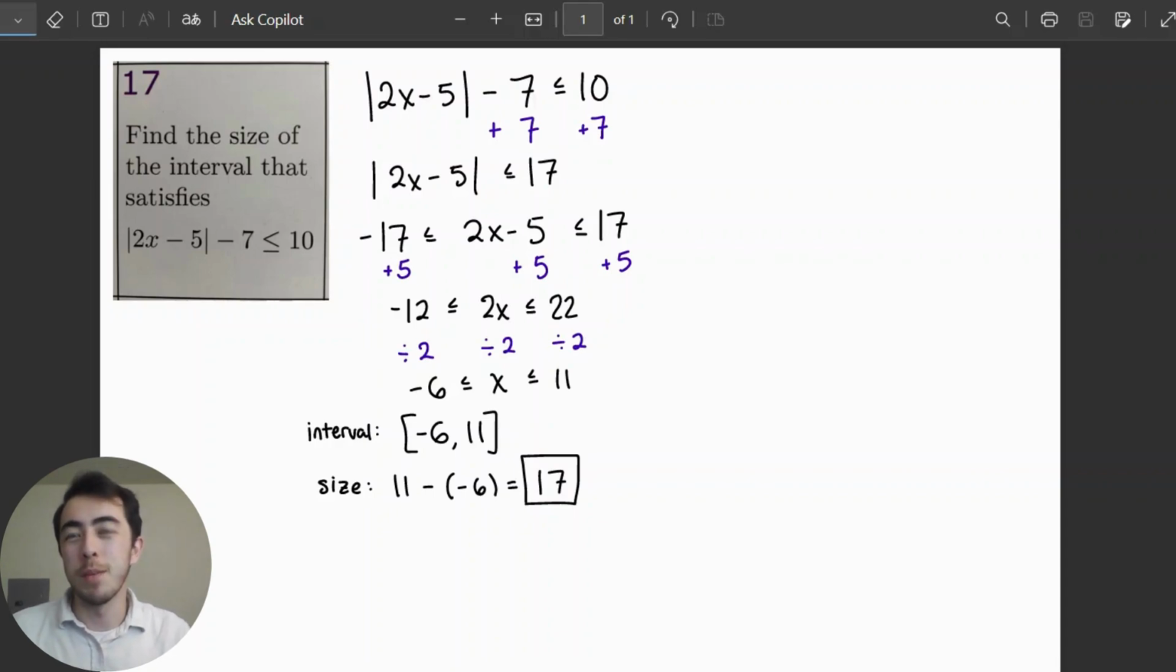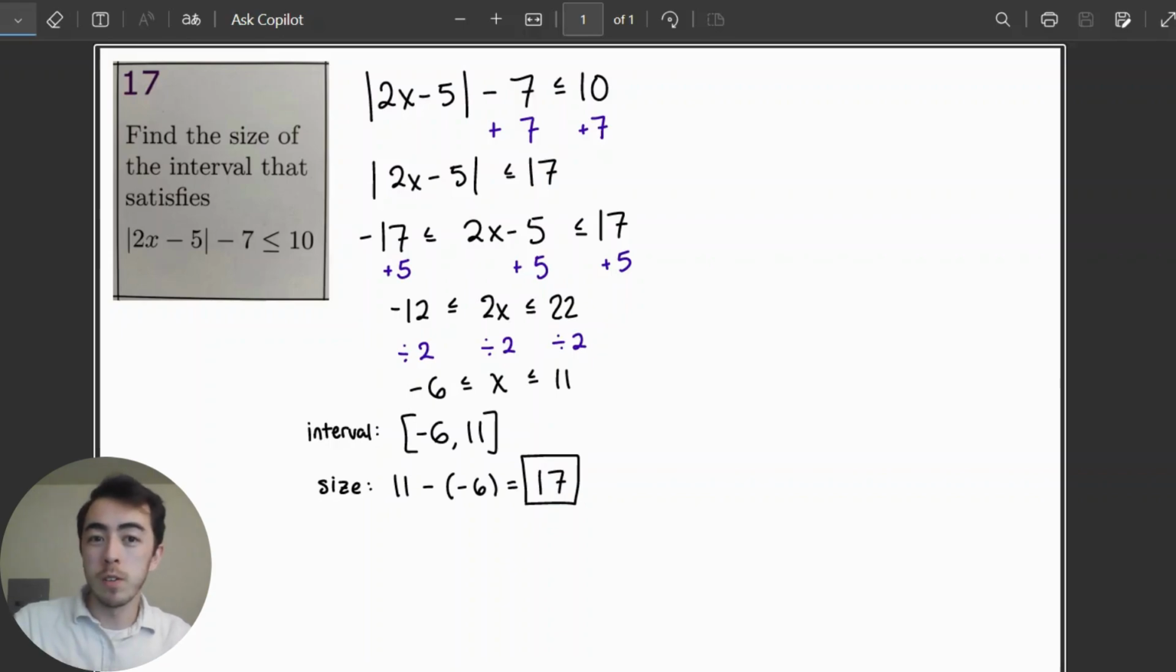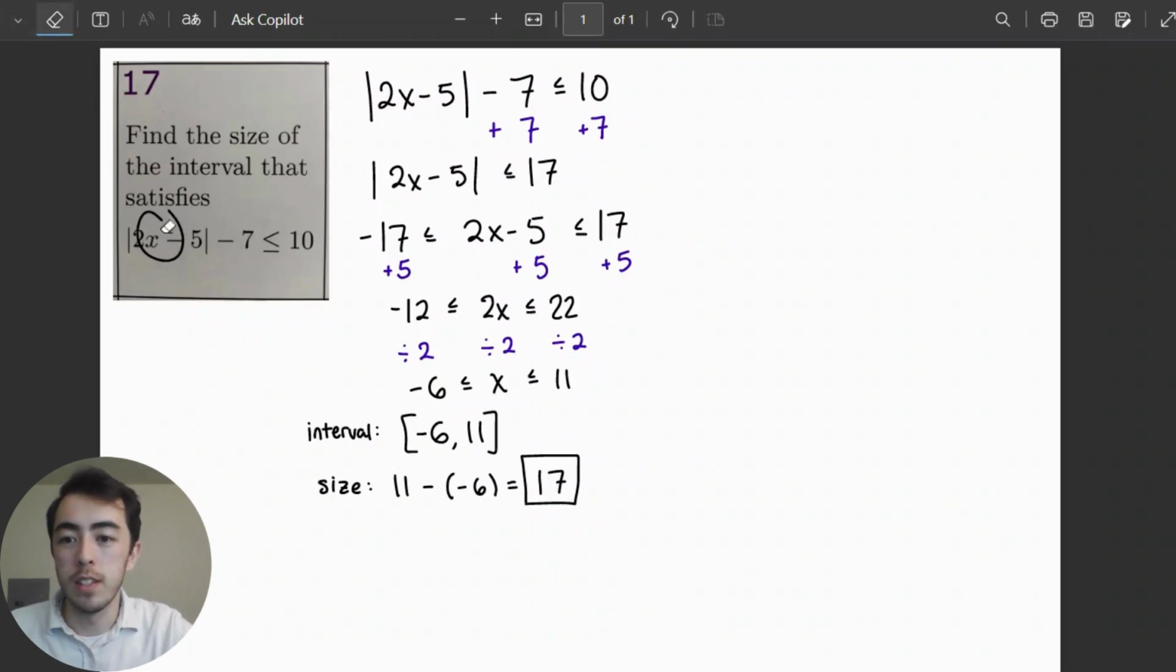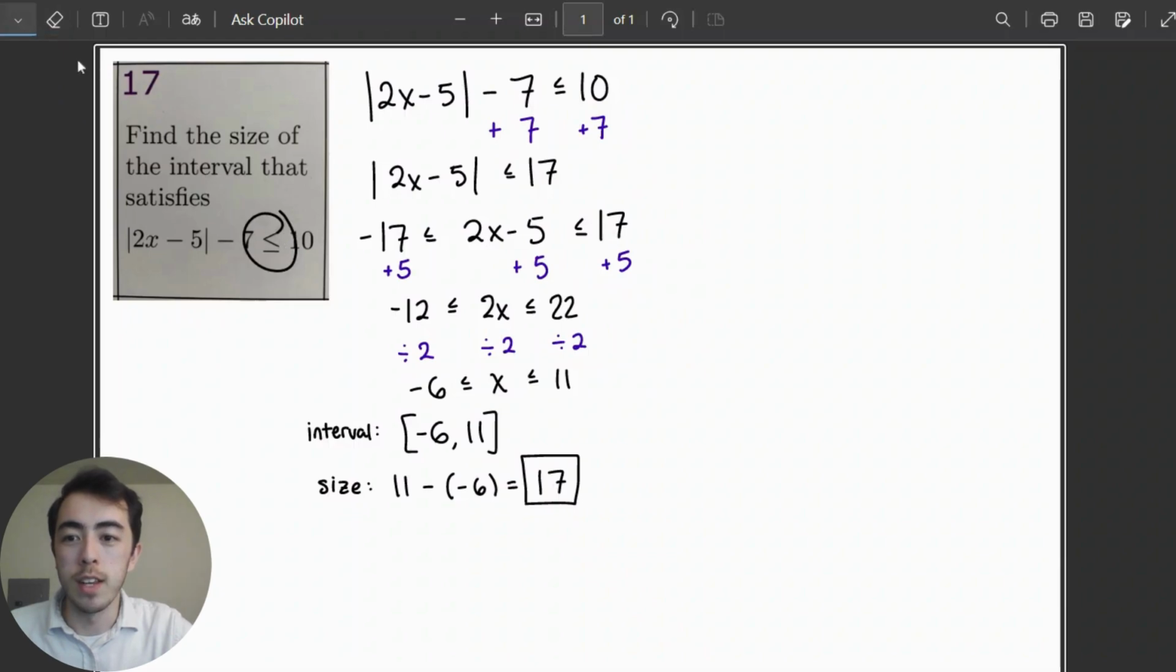I want to make sure that my interval makes sense for my inequality, and I want to try plugging in some numbers in my interval and outside of the interval just to make sure that it does make sense. So let's just double check it. I want to pick a value inside of my interval, plug it in here for the x, and make sure that this inequality sign is happy, or like it makes sense. And an easy number to pick that's between negative 6 and 11 is just 0.